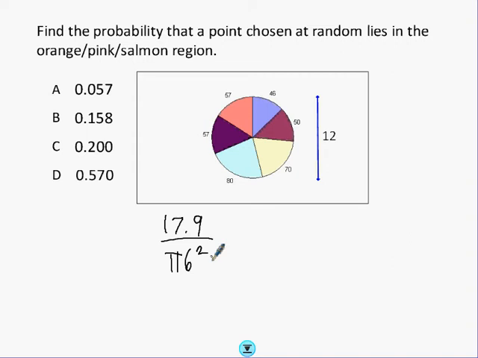I could do that, but because this is a circle and I'm looking at probability, all I have to consider actually is the degrees. The measure of our region is 57 degrees. The measure of the entire circle is 360. And in both of these situations, it's equal to approximately 0.158.